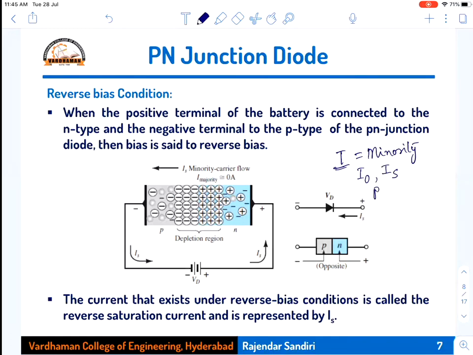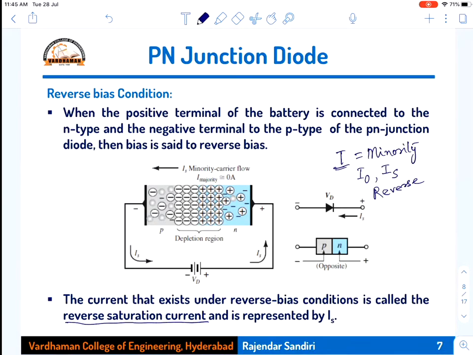So this we call reverse saturation current. Reverse saturation current means the reverse current, as opposed to forward current. It is called saturation because the charge carriers are saturated. They are not increasing unless the temperature increases. The minority charge carrier count is fixed and saturated.